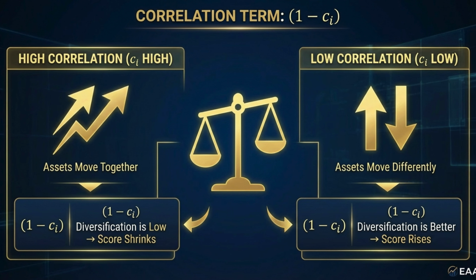The correlation term is clever because it's intuitive. When an asset moves like the rest of the universe, it's less helpful for diversification, so EAA reduces its score. When an asset is less correlated, it earns a boost. This is one reason EAA can act like a simplified proxy for more complex diversification or smart beta portfolio constructions.